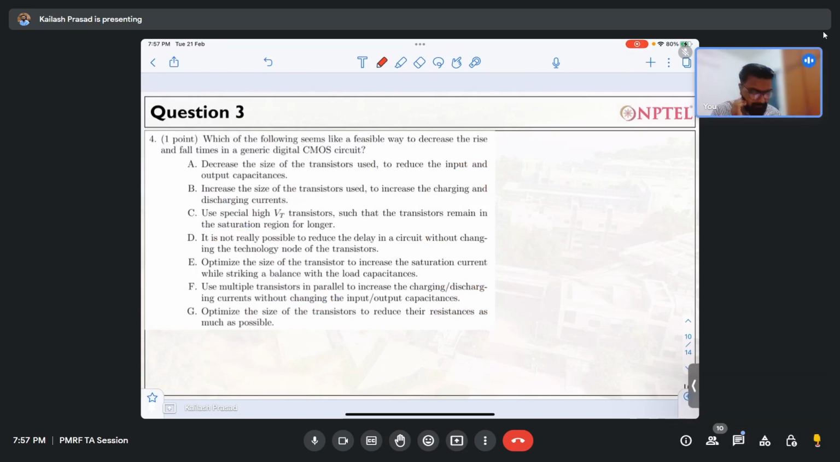The question says, which of the following seems like a feasible way to decrease the rise and fall time in a generic digital CMOS circuit? This I have already discussed, right? So TR and TF, rise time and fall time, you want to decrease. It means you actually want to decrease the delay. Out of these options, which option do you prefer?